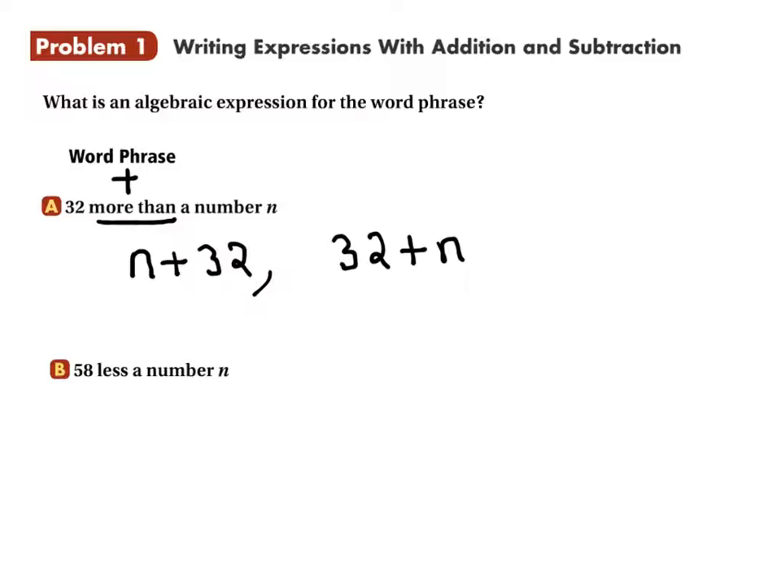Let's look at B. 58 less a number n. What is the operation symbol for less? It's minus. So 58 less a number n is 58 minus n.